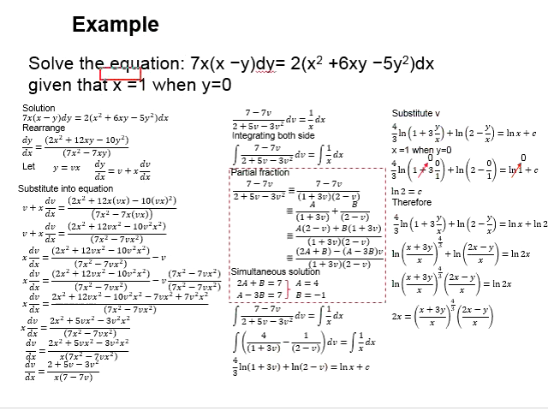It is given that x equals 1 when y equals 0. Substitute the numbers into the equation there. ln 1 will be equal to 0. And this simplifies the solution here. You will obtain c equals ln 2. With that, substitute c equals ln 2 into the equation here, and you obtain this.